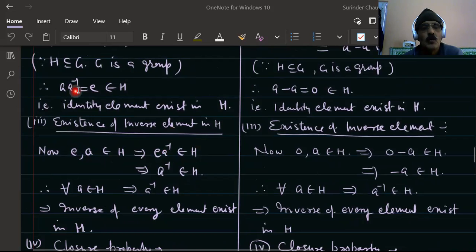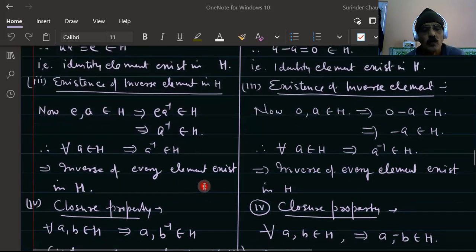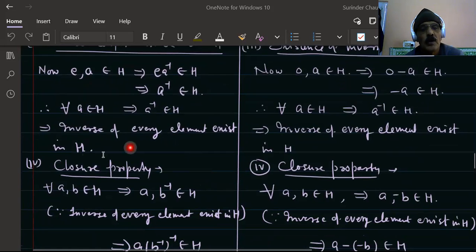Now, existence of inverse. e belongs to H. We have shown e belongs to H, and a also belongs to H. We are given that if a and e belong to H, then e a inverse belongs to H. So for the given condition, a inverse also belongs to H. So the inverse of every element exists in H. Now the closure property. a belongs to H, a b also belongs to H.